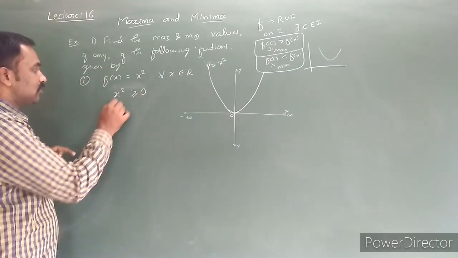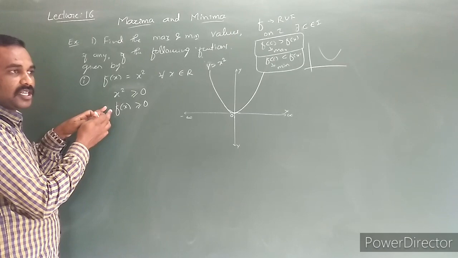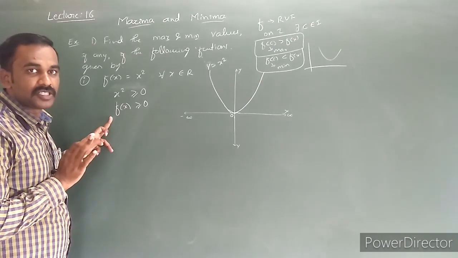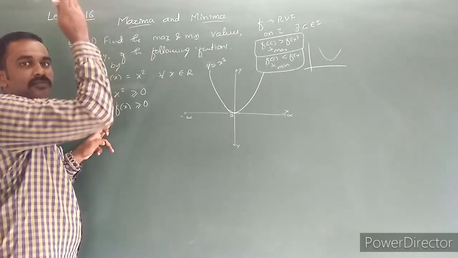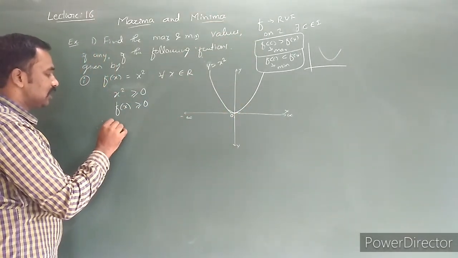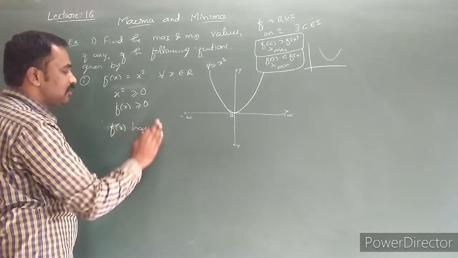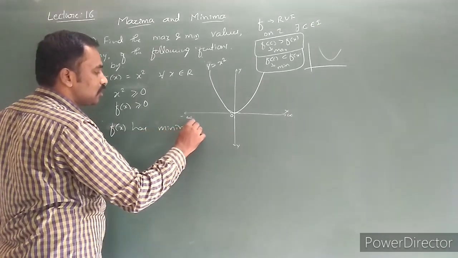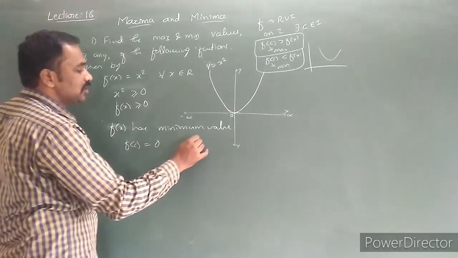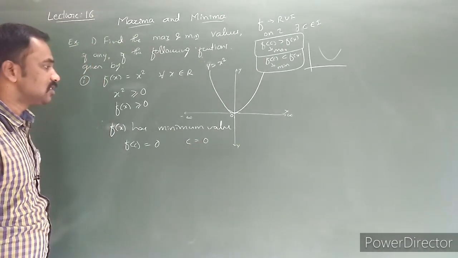X square is always greater than or equal to 0, which means that f of x is greater than or equal to 0, which means that the function might take the values 0 or more than 0. That means we will get the minimum value. Therefore, f of x has the minimum value. What is that minimum value? That minimum value is f of c is equal to 0 at c is equal to 0. Minimum value is 0 at a particular point, c is equal to 0.